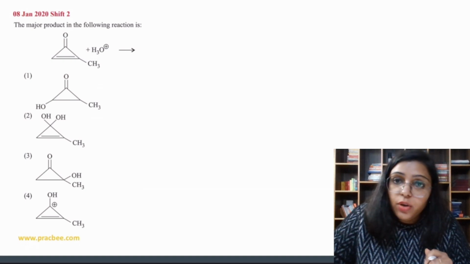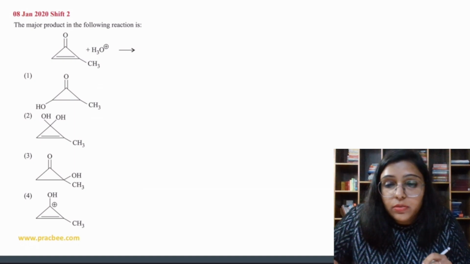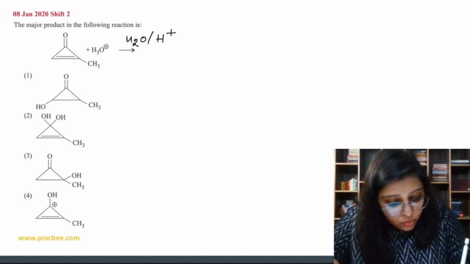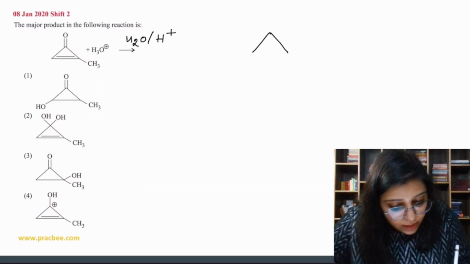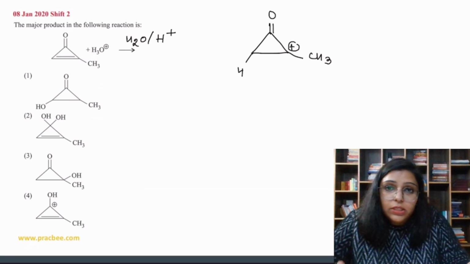Now, next question is this. Major product in the following reaction is. So see, HCO positive है. So we can write H2O in the presence of H plus बच्चे. So देखो, we have two possibility. One possibility is this कि we have CH3 over here, ठीक है? And this carbon forms bond with hydrogen and we have carbocation formation over here. Right? One possibility is this.